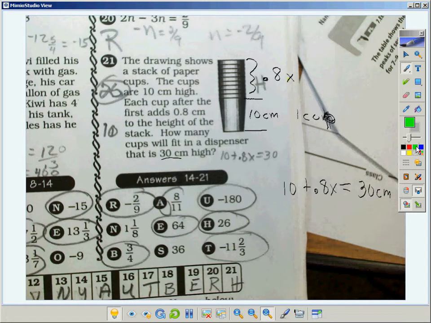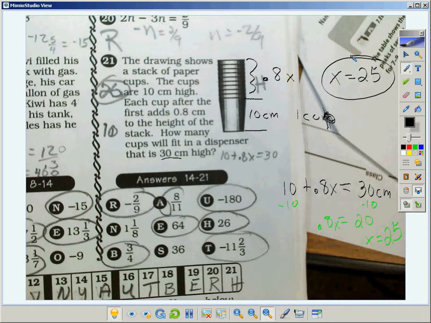If I subtract 10 from both sides, I have 0.8x equals 20. And when I divide by 0.8, I get x is equal to 25. Why did I get 25 and 25 is not my answer? Because you still have that first cup. Remember, the 25 cups are in this part of the stack. I also have what? The cup I started with, and 25 plus 1 is 26. That's why there's 26 cups in the stack.